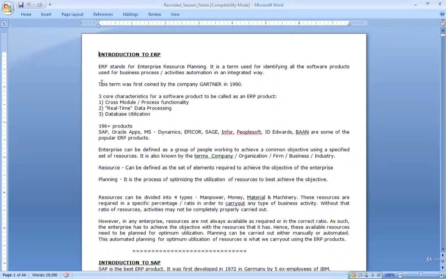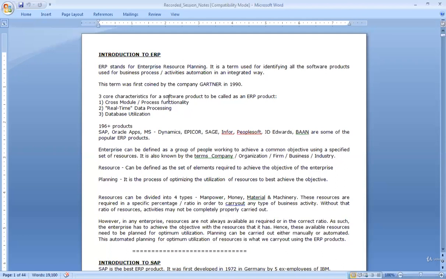Now, this term was first coined by the company Gartner in 1990. Gartner is an analysis company for the computer industry, and they carry out a lot of research and analysis activities for the computer industry. They do periodic reviews and so on and so forth. So in the late 1980s, they were working on analyzing the impact of computerization on companies. And during that research, they found that there are certain products which were used for planning the utilization of resources in an enterprise or for optimizing the business activities.